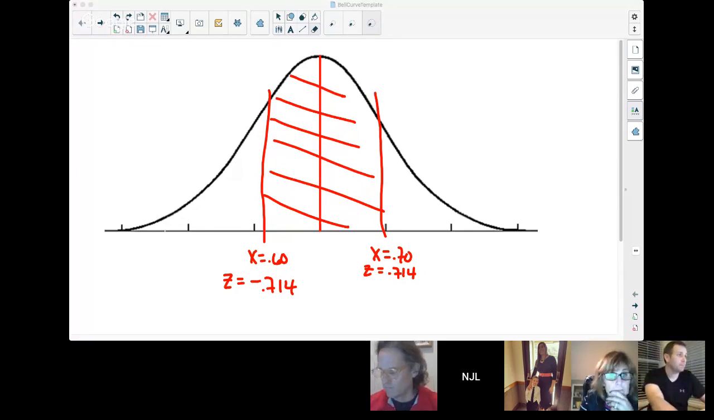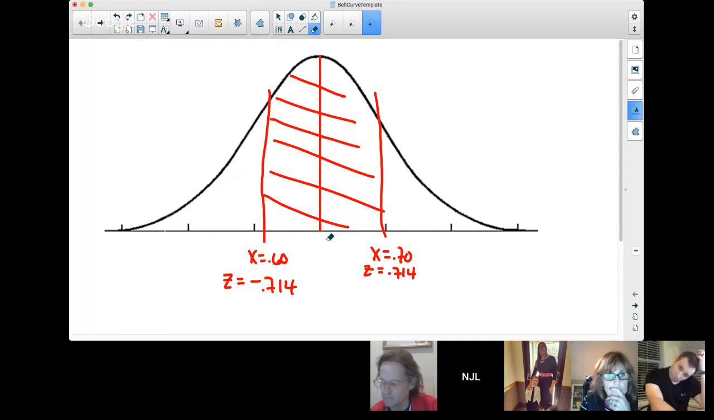So if they didn't have it, then you would subtract the area, correct? Yeah, you'd have to find all the area to the left of the upper bound and all the area to the left of the lower bound, and then subtract those two values. Because we had already found this one was 0.762 and this one was 0.238, you could subtract those two and you'd still get the same answer. Does that make sense?